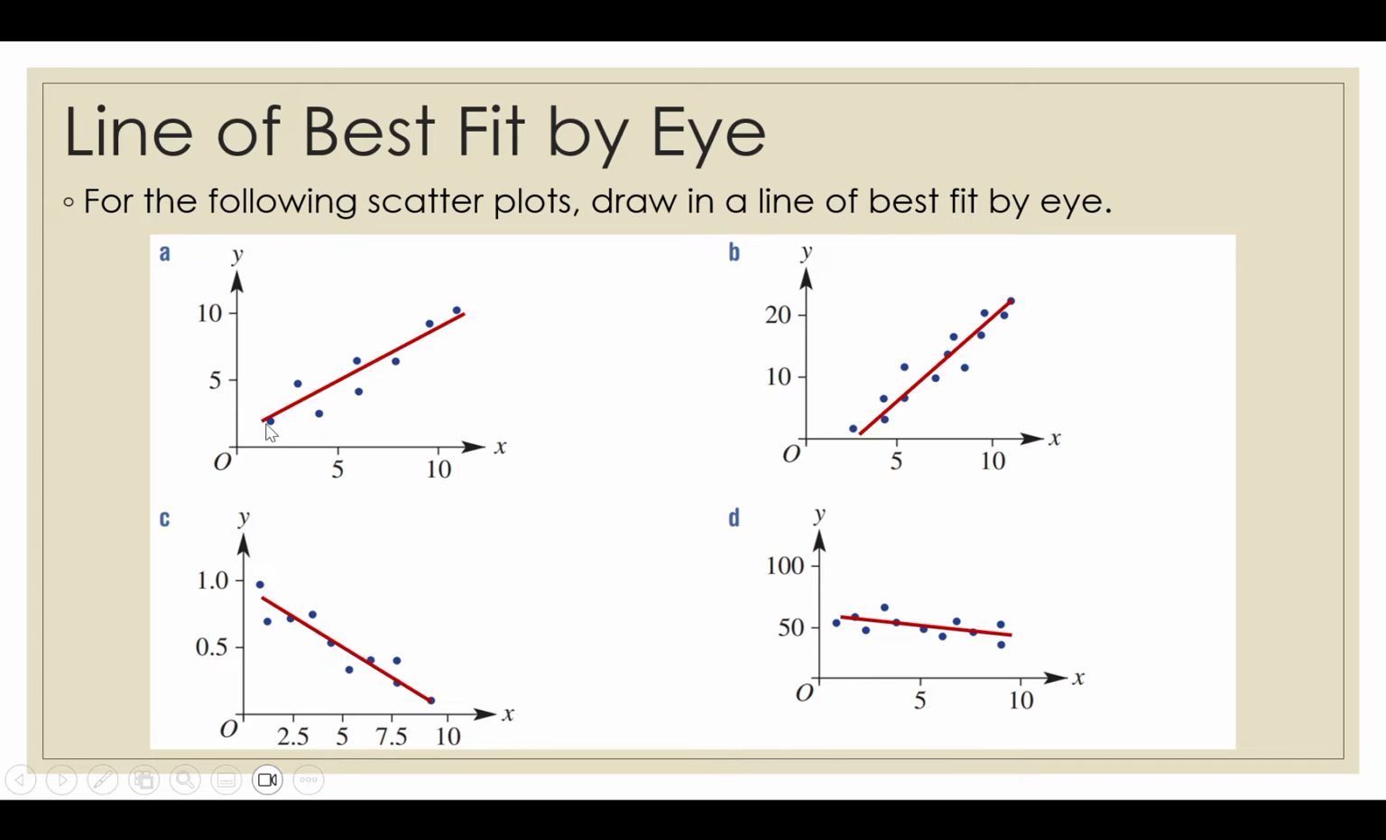A few things you notice is it doesn't need to go through the first and last dot. Sometimes students think it has to go through the last dot or the first dot. It doesn't have to at all, so don't do that. The other thing is that they sometimes think it has to go through the origin as well, but it doesn't, so don't make it go through the origin.